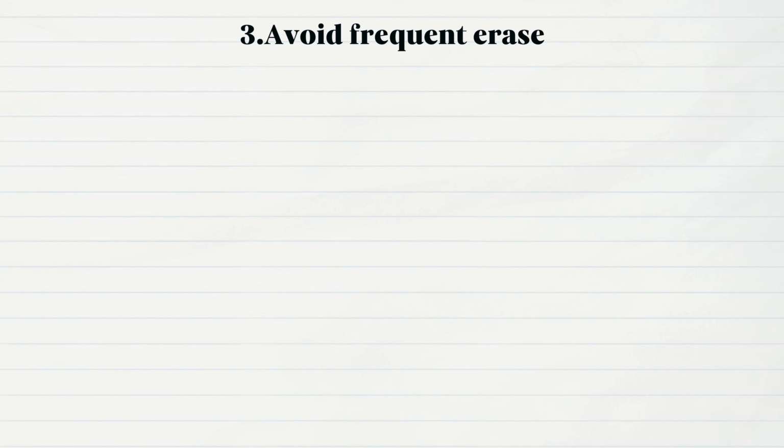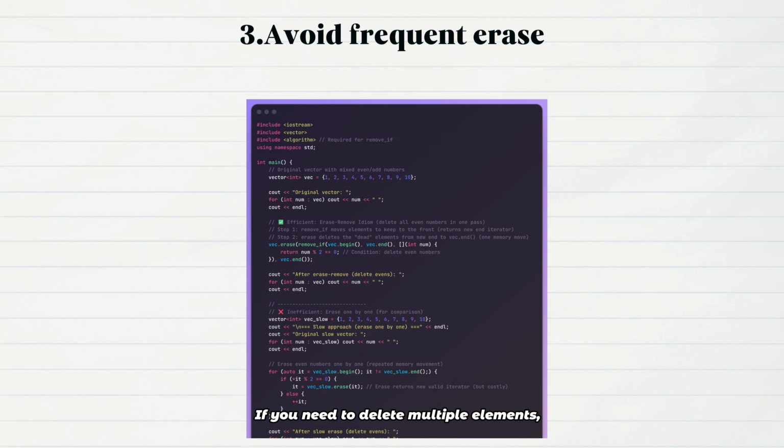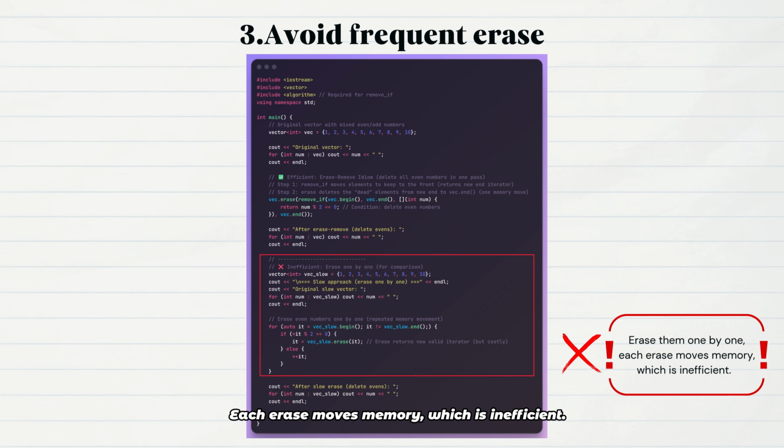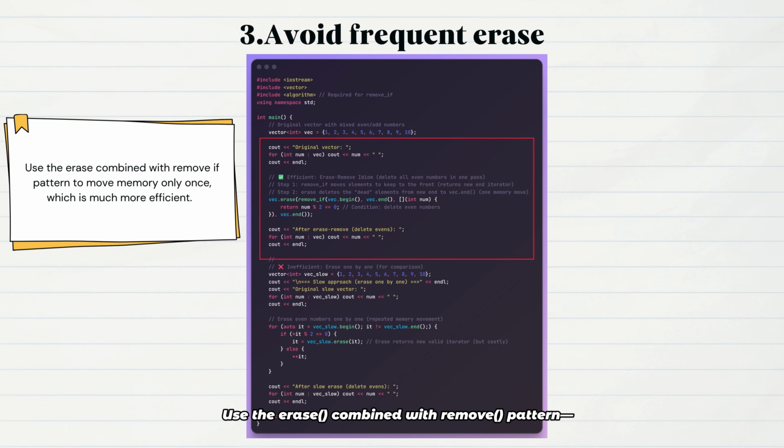Third recommendation, avoid frequent erase. Use the erase-remove idiom instead. If you need to delete multiple elements, don't erase them one by one. Each erase moves memory, which is inefficient. Use the erase combined with remove_if pattern, the erase-remove idiom, to move memory only once, which is much more efficient. For example, to delete all even numbers, you can do it in one line efficiently.